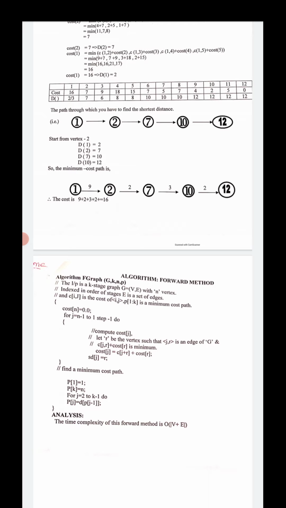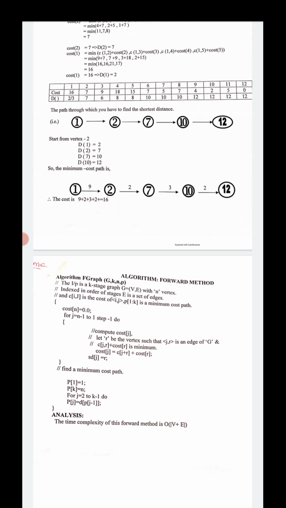Here we will assign the cost of n to 0. For j going from n minus 1 down to 1, we do step 1, and we need to compute cost of j. Let r be the vertex such that j comma r is an edge of graph G, and we calculate cost of j comma r plus cost of r, which is the minimum cost. Now cost of j will be assigned cost of j comma r plus cost of r.